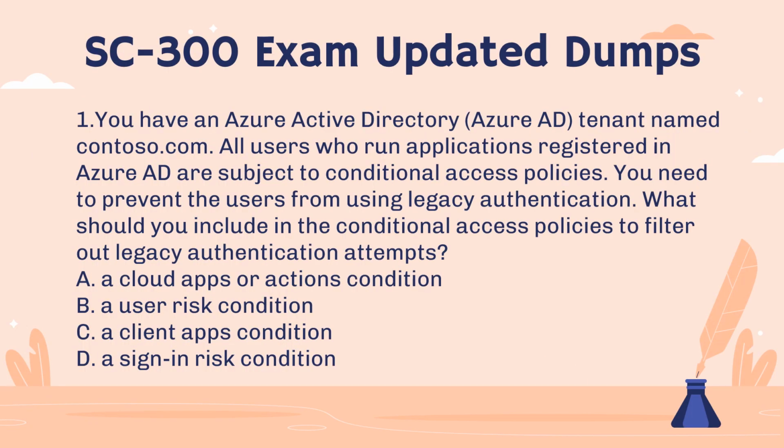1. You have an Azure Active Directory (Azure AD) tenant named contoso.com. All users who run applications registered in Azure AD are subject to conditional access policies. You need to prevent the users from using legacy authentication. What should you include in the conditional access policies to filter out legacy authentication attempts? A. A Cloud Apps or Actions condition. B. A user risk condition. C. A client apps condition. D. A sign-in risk condition.